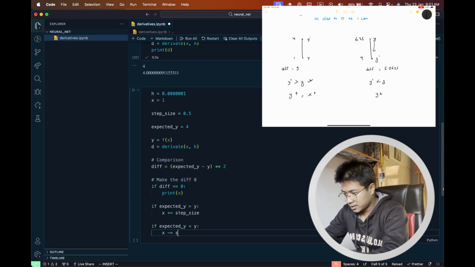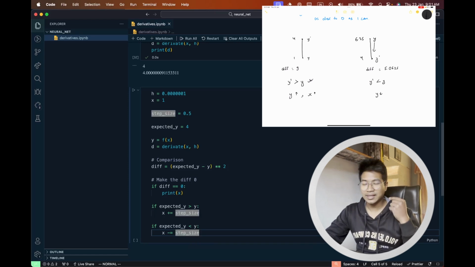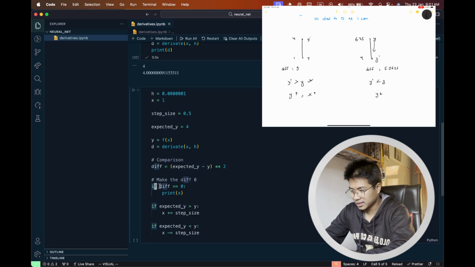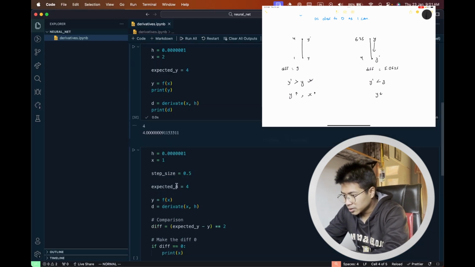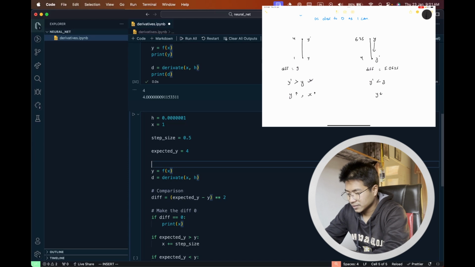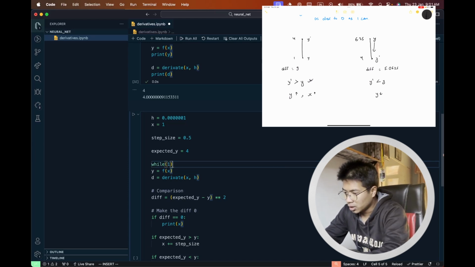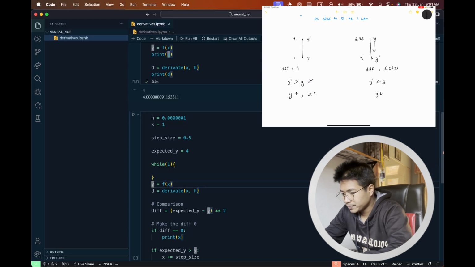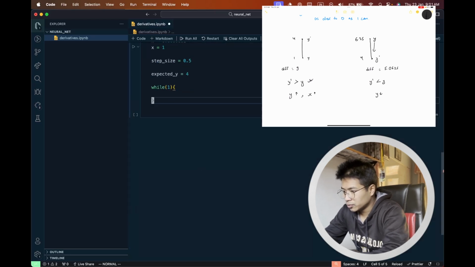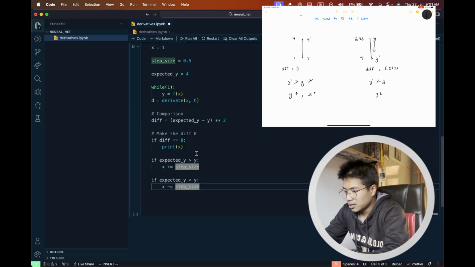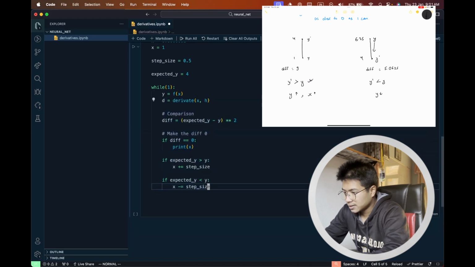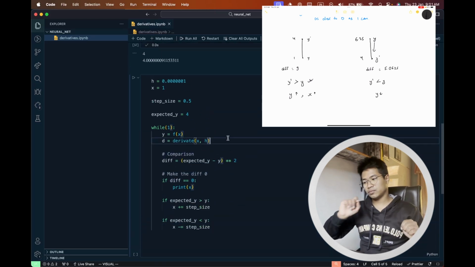So negative step size. Okay, and you want to do this all the time until your difference is 0. So let's do this whole thing, and you'd want to compute your y again, you'd want to compute your derivatives again. So let's do it in a loop. While 1, okay, and then you do all of this, and I just realized that this is not how you do Python. Let me fix that. Okay, so this is our loop now.